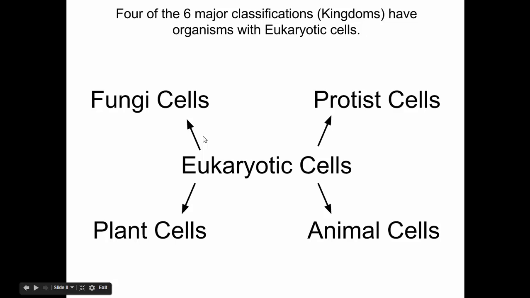So 4 of the 6 major classifications or kingdoms have organisms with eukaryotic cells. When we're talking about the 6 kingdoms, the kingdoms of fungi, protist, plant and animal kingdoms, all of the organisms in those kingdoms have eukaryotic cells.